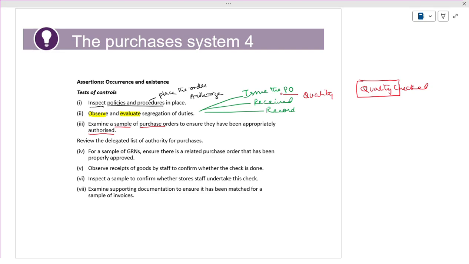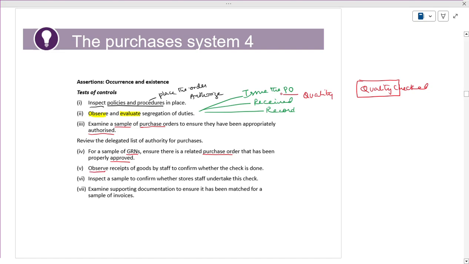Next, what is the second one? For a sample of goods received notes. In the examination you can write like this also. Nothing will happen, but make it a point: it is related to purchases only. GRN, purchases only. For a sample of goods received notes, ensure that the purchase order has been approved. We have received some goods, okay? We have to make sure that these are the goods that have been approved or not. So many tests of controls.